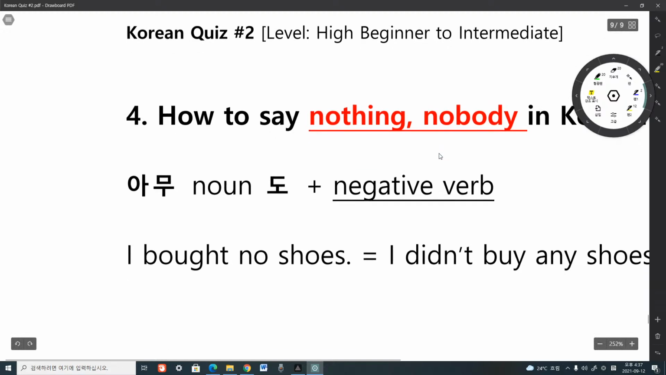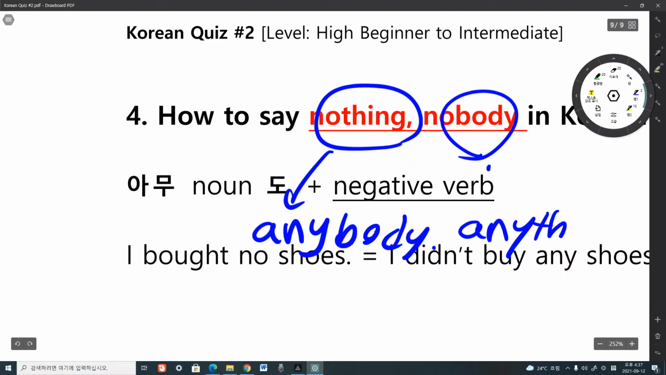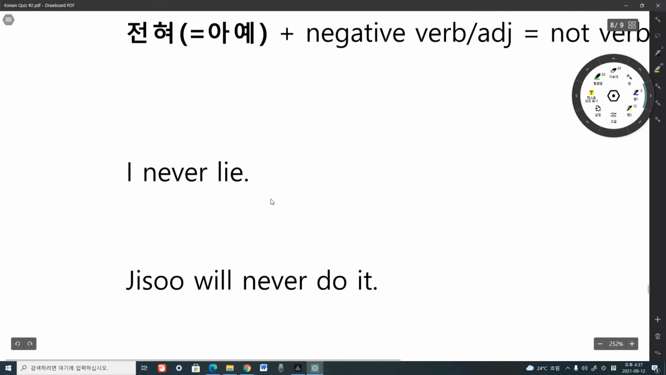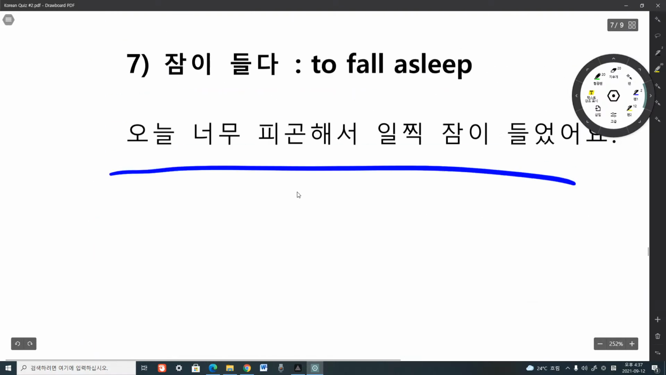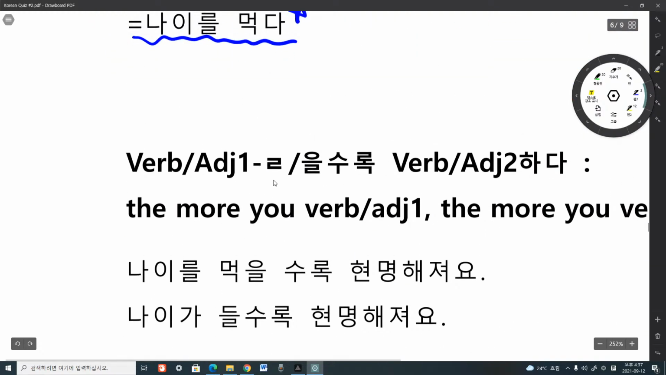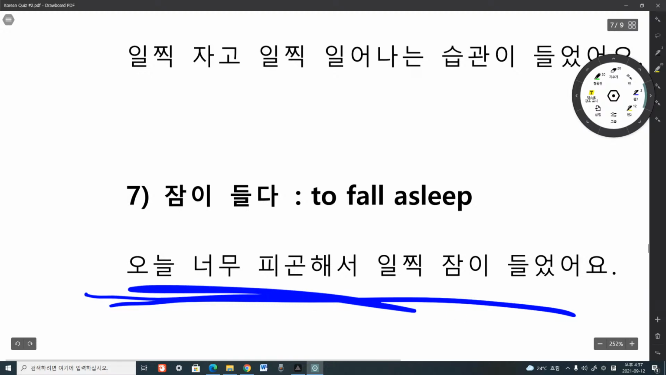And from this grammar, guys, 절대, as in never, and how to say nothing, nobody, I'm going to cover in a separate class. Actually, to explain nothing or nobody, I also have to explain anybody and anything. So I think that would be better to do these two grammar points in separate lessons. So I think we can finish till this part.